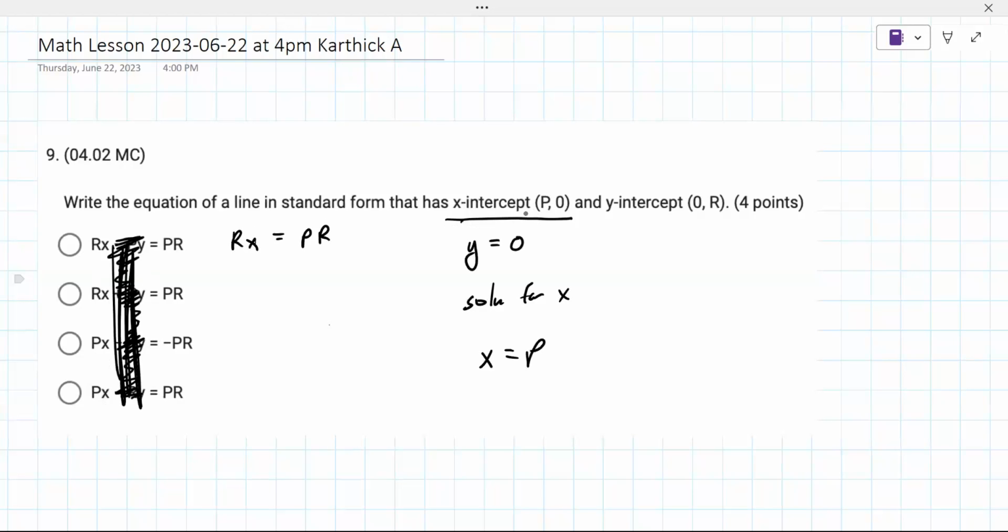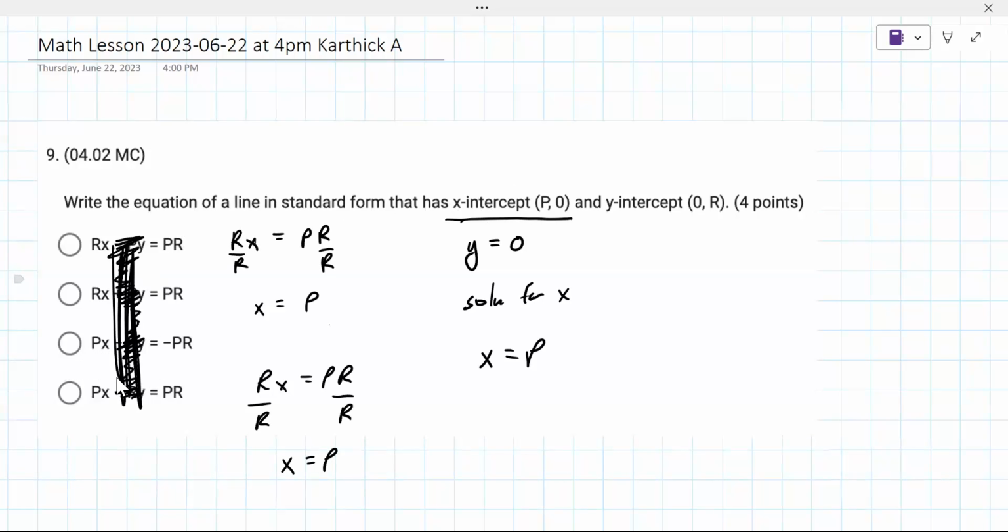Equals PR, you divide by R, and you get X equals P, which is what we want. You follow that or not? Yeah. Okay, now you do the same thing for the second one. Rx equals PR. Well, it's exactly the same. You divide by R, X equals P. Is that okay? Yeah. All right.